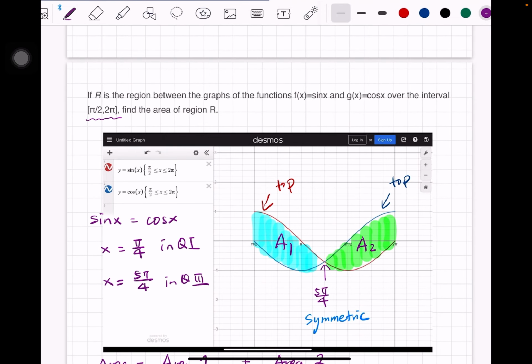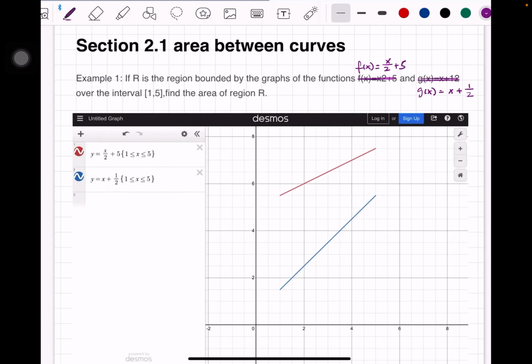So decimals are definitely very useful for these sections, finding the areas. And make sure that when you have multiple pieces for the area, you find them individually and then add them up.